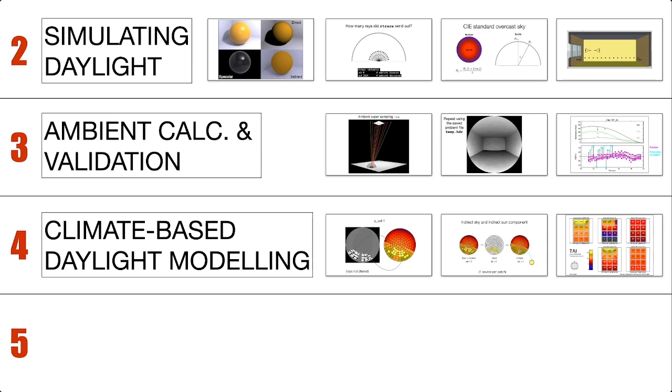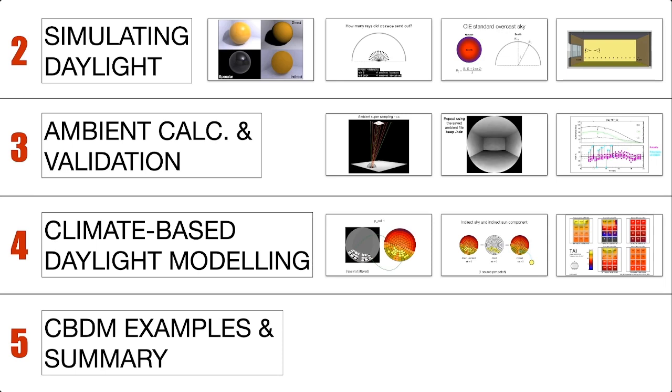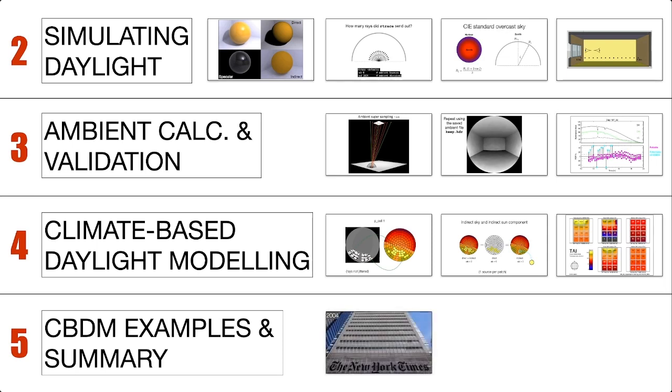Okay, block 5.0 concludes with submodule 5, and we begin with some CBDM examples. So 2 examples, both from 2004, 2005, both actually New York: the New York Times daylighting evaluation, and then the daylight injury evaluation for Central Park Tower.